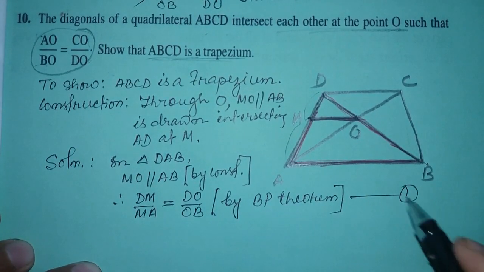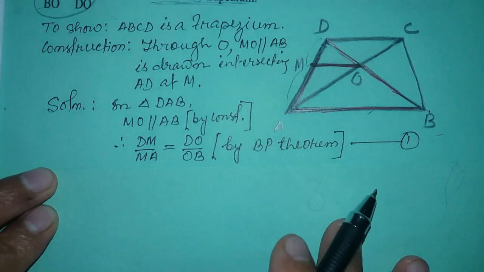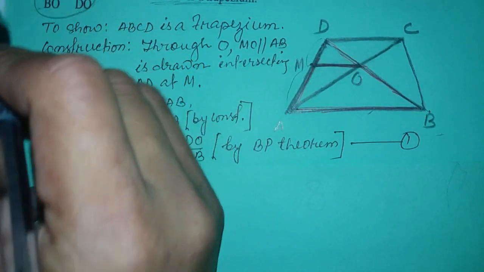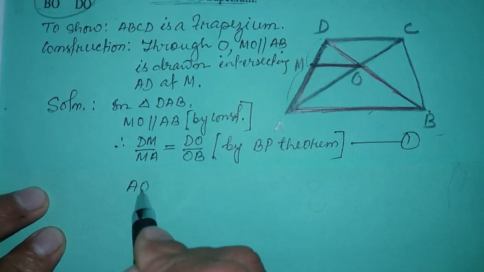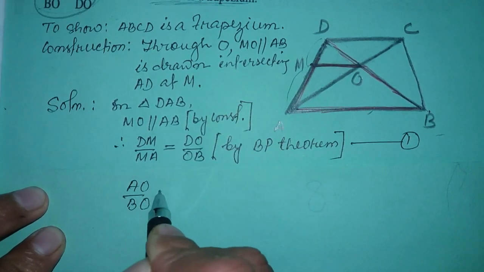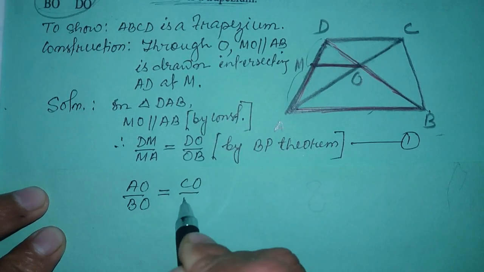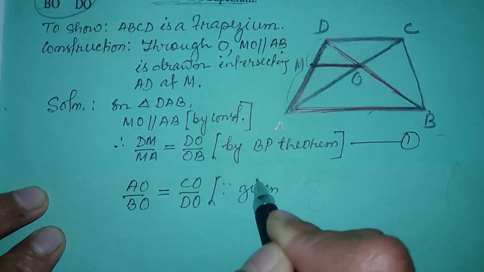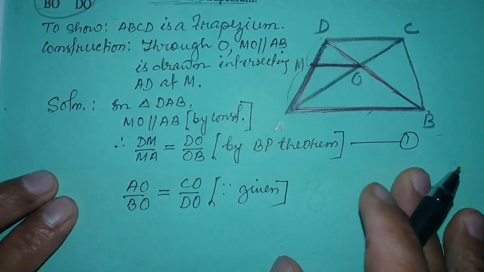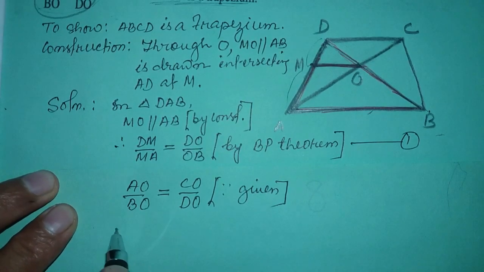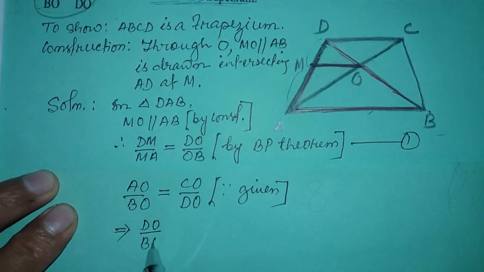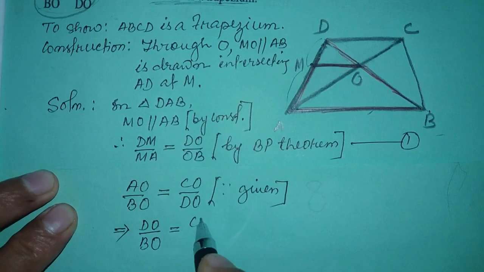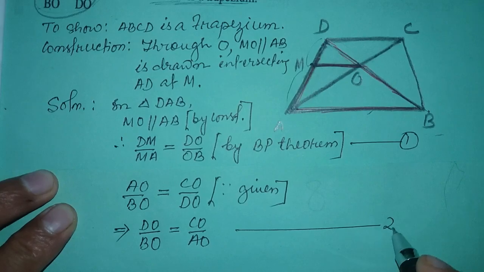Let's call this one. Now also it is given here in the question, AO by BO is equal to CO by DO, which is given in the question. Now this one you can write like this: DO by BO, as I've explained earlier, DO by BO is equal to CO by AO. Now let's call this 2.